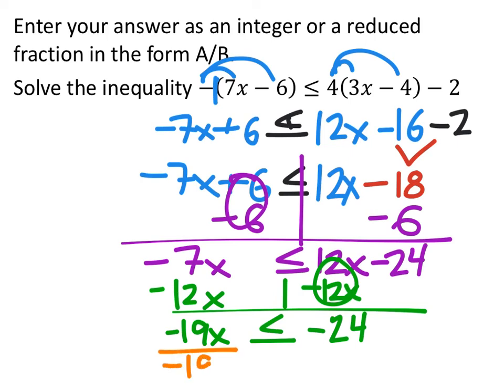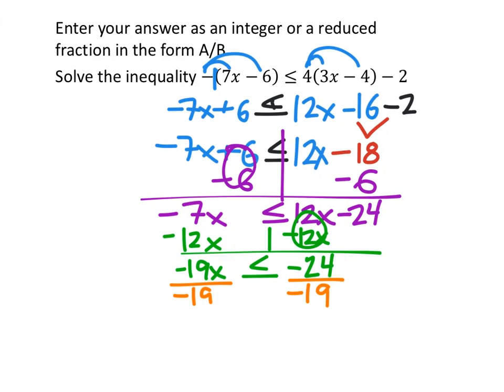Now we'll divide both sides by negative 19. And yeah, we just divided both sides by a negative, which means that we do need to flip that inequality. So I am going to flip it right now before I forget, which does happen from time to time. It's 1x. X is greater than or equal to 24/19.